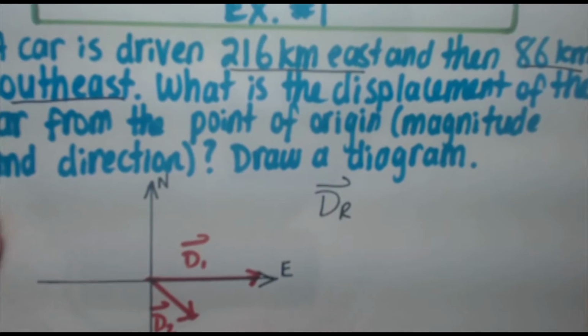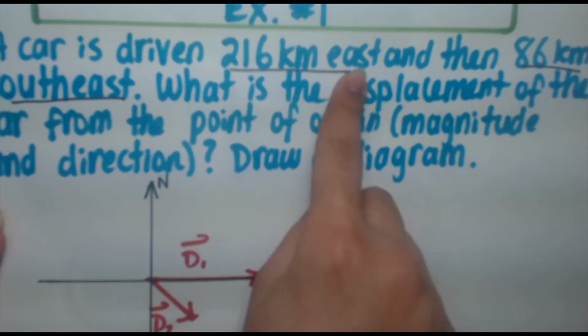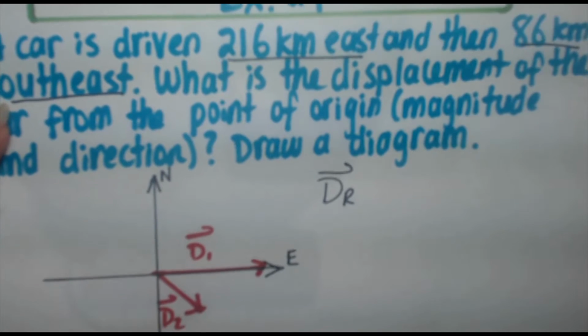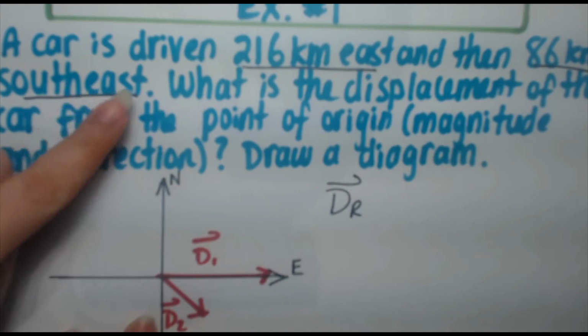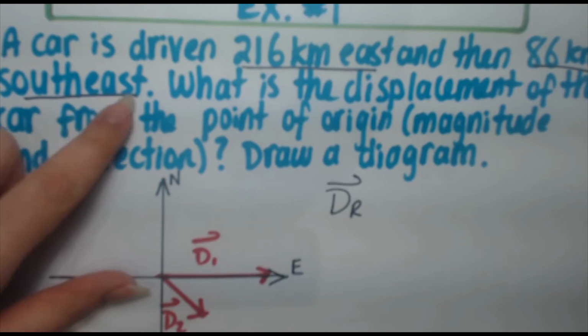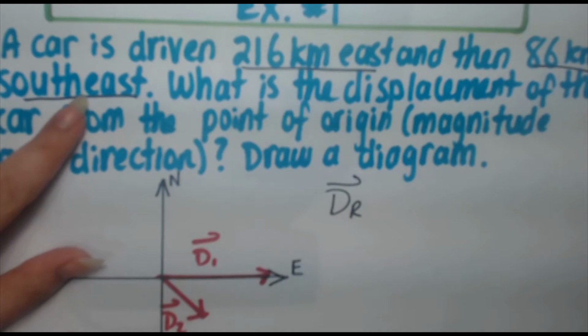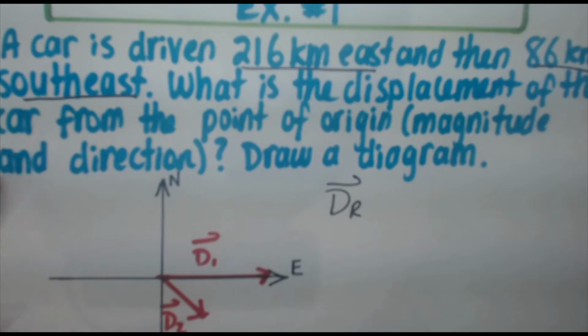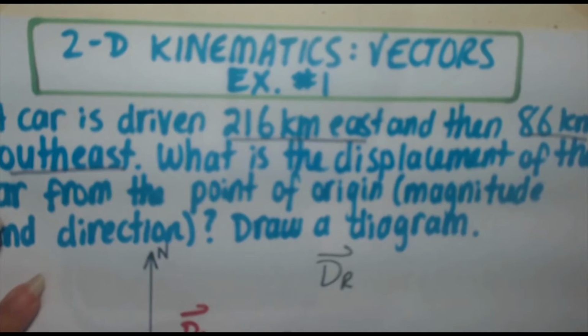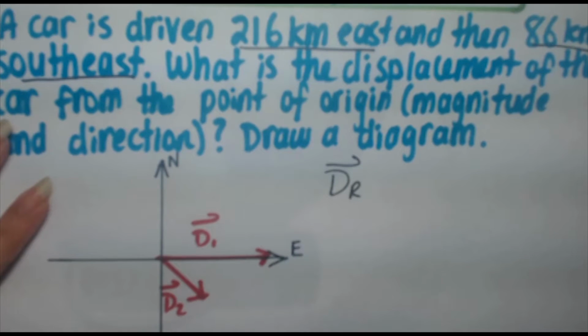Okay, so the first motion is 216 kilometers east. So I've represented that as D1. So you've got a long vector going in just the D1 direction. Then we have 86 kilometers southeast. Something you have to note, also for future questions, whenever you see two directions, like southeast, northwest, northeast, southwest, whatever it is, because there's two directions there, the vector is equally split between the two. If it doesn't tell you an angle, you assume it's 45 degrees. So therefore I've drawn a shorter vector here because it's 86 compared to 216, and it's at a 45 degree angle.